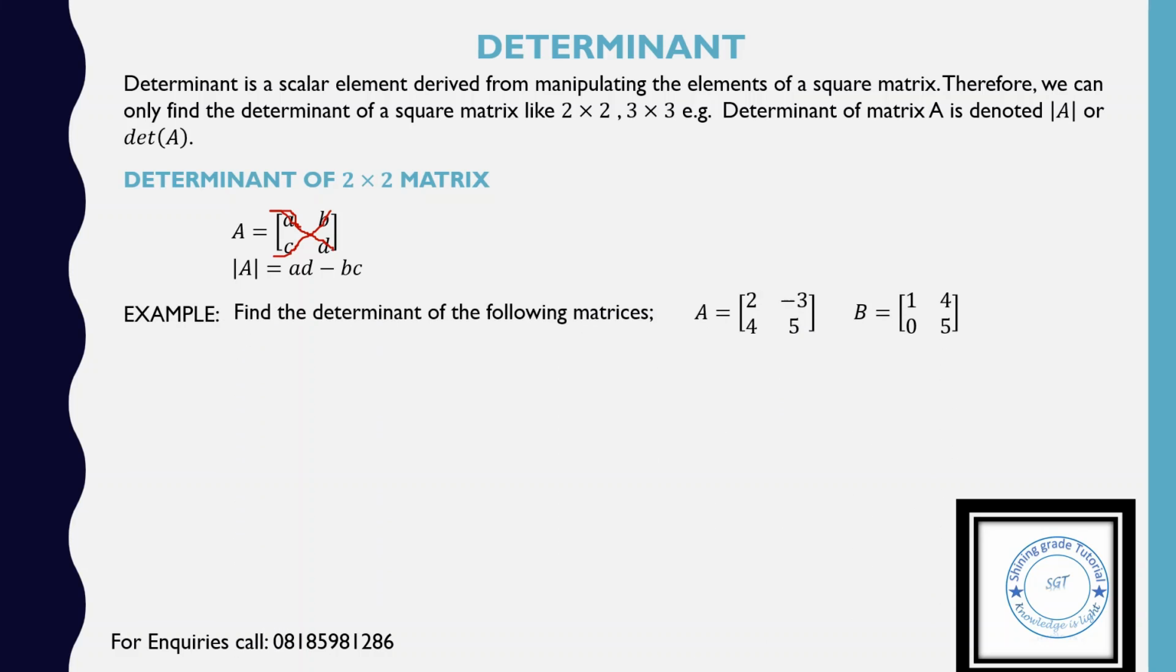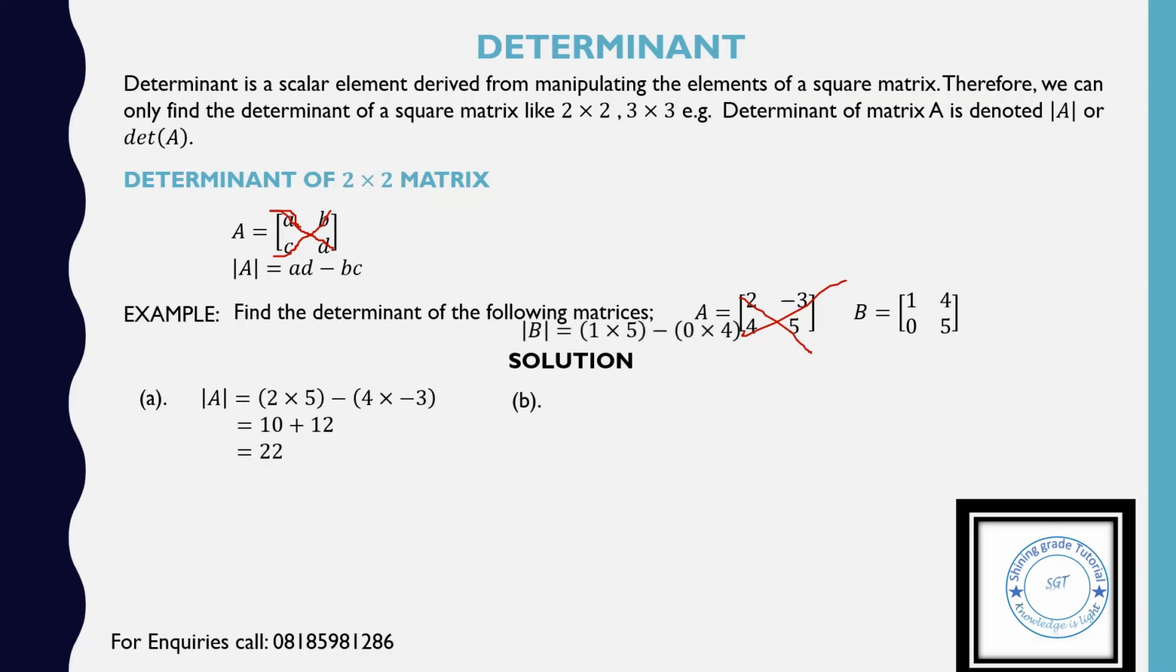Let's take an example. Find the determinant of the following matrices. Matrix A is this, matrix B is this. Solution: to find the determinant of A, it will simply be 2 times 5, as shown, minus 4 times minus 3. So 2 times 5 is 10, minus 4 times minus 3 is minus 12, minus times minus will be plus, and that gives us 22. And for B, the determinant of B equals 1 times 5 minus 0 times 4. So 1 times 5 is 5, minus 0 times 4 is 0, and that gives us the answer 5.